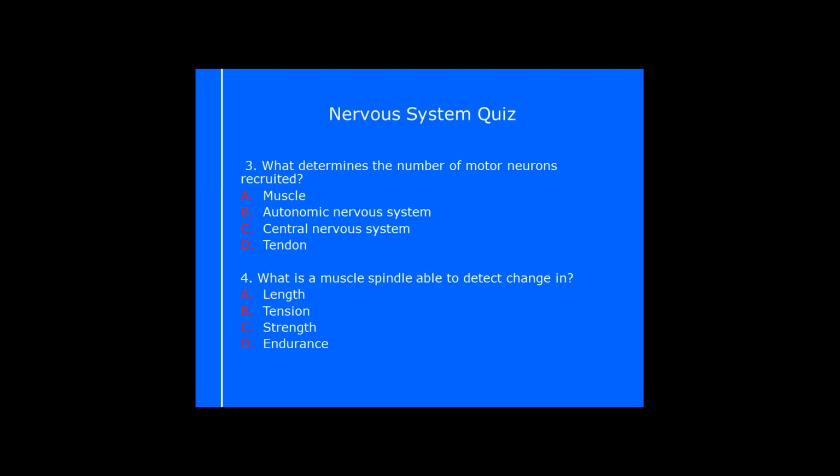So what determines the number of motor neurons recruited? And what is a muscle spindle able to detect in change?